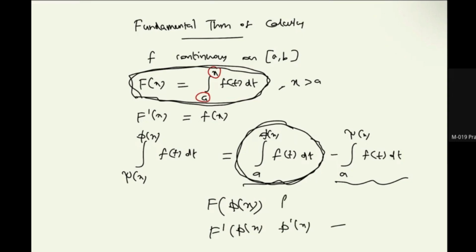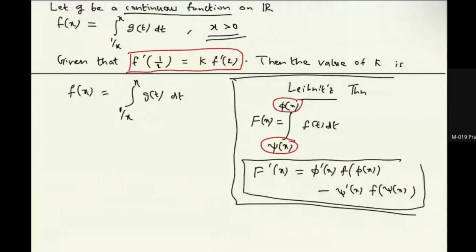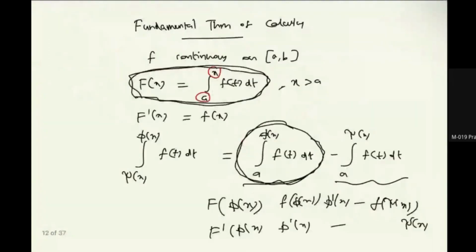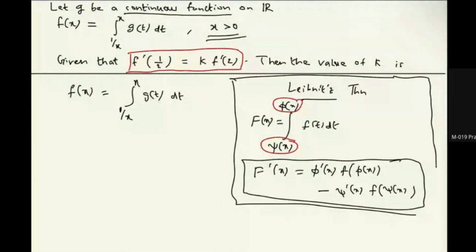So what you get is f of phi of x, phi dash x, minus f of psi of x, psi dash x, which is the formula you have here. This is how you prove it, and I'm just giving you some general idea. This is proved by the fundamental theorem of calculus, a generalization of it. So just remember this result for your IIT JAM exam. You need all these things.